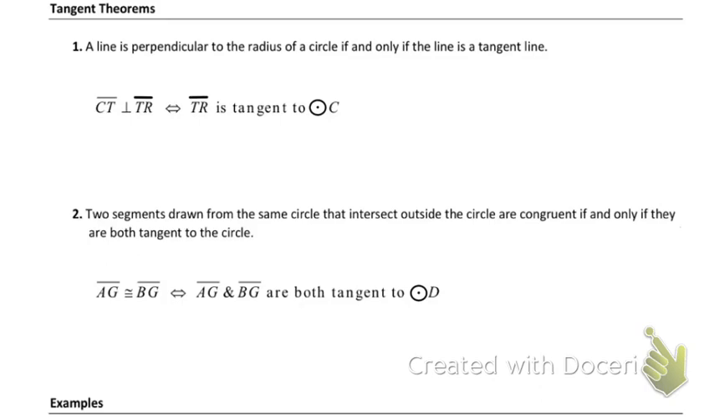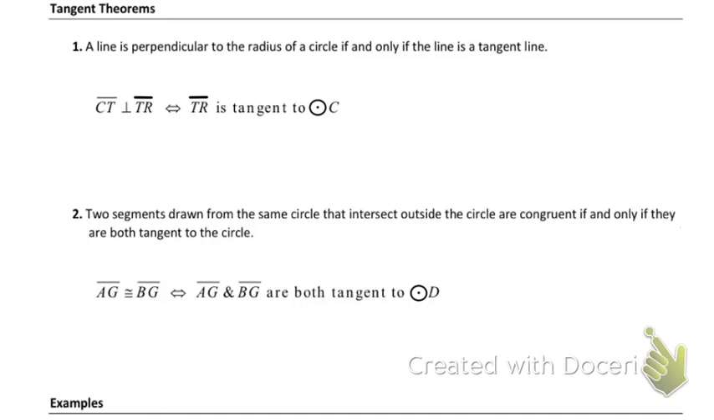All right, today we're going to talk about tangent theorems. Remember, a tangent line is one that just intersects a circle in one place. If it intersects in more than one place, it's a chord. All right, so tangent intersects at one place. So our first theorem is a line is perpendicular to the radius of a circle if and only if the line is a tangent line. So that means any tangent line is perpendicular to the radius.